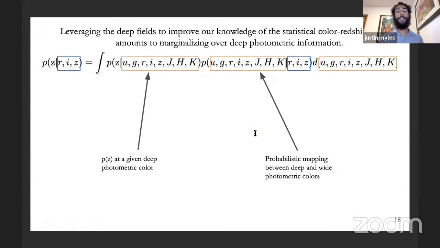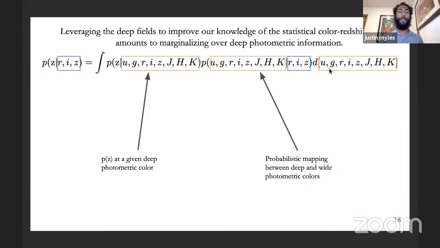So now let's talk about formally, how do we achieve this goal? How do we leverage the deep fields to improve our knowledge of the statistical color redshift relation? And it basically amounts to marginalizing over deep photometric information. So in the upper left here, what we want to know is that, given an riz color in our wide field survey, what is the p(z)? What is the distribution? What is our knowledge of redshift? And what we'd like to do is take advantage of our deep field information. So that means that we need to figure out what is the p(z) at a given deep photometric color, shown here, and then what is the probabilistic mapping between deep photometric color and wide photometric color, and that's here, what we call our transfer function.